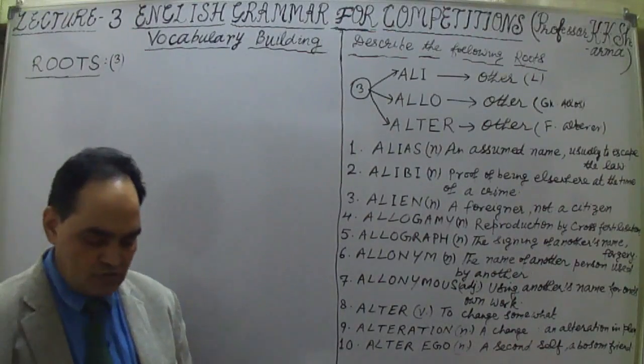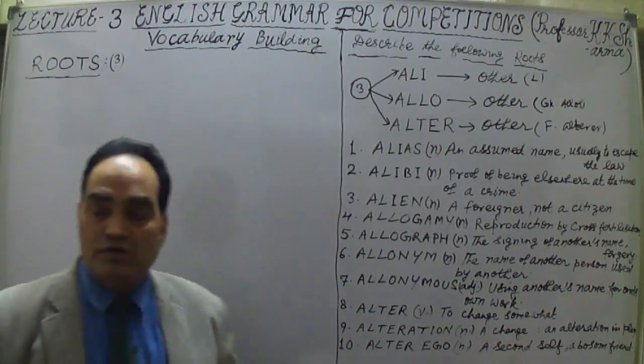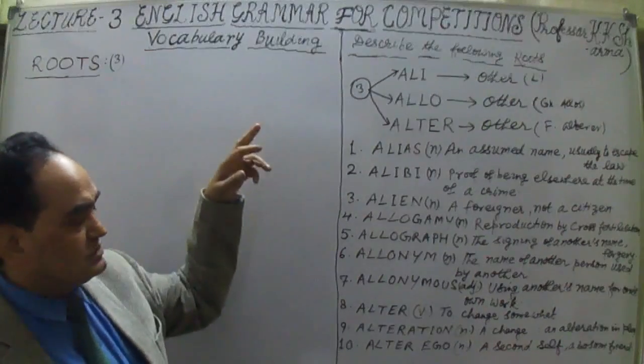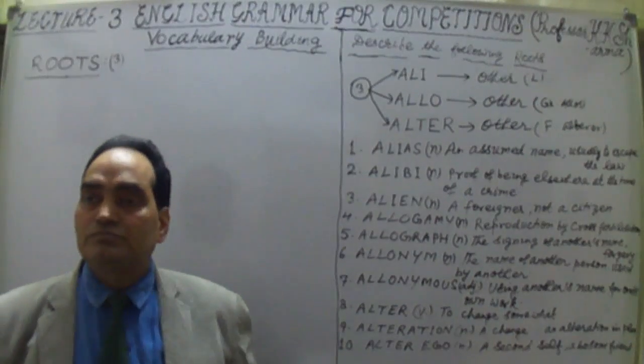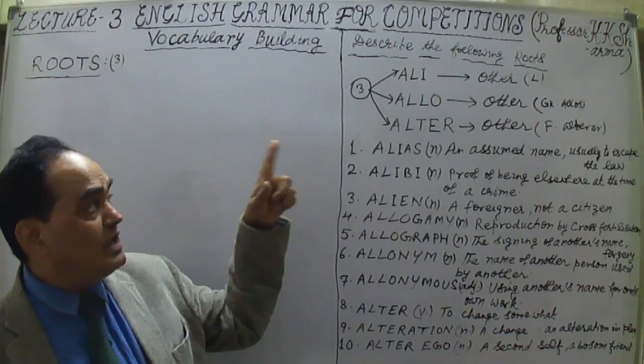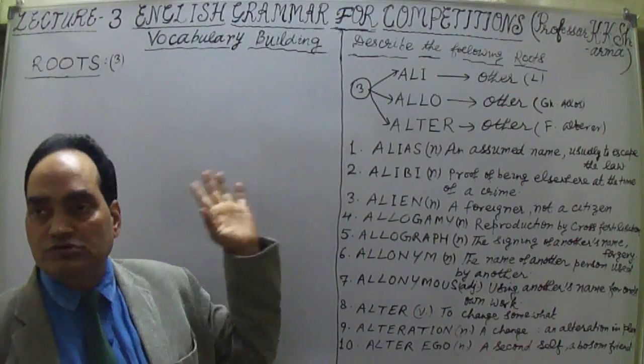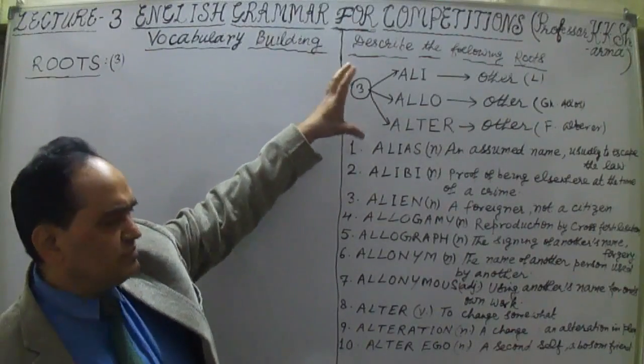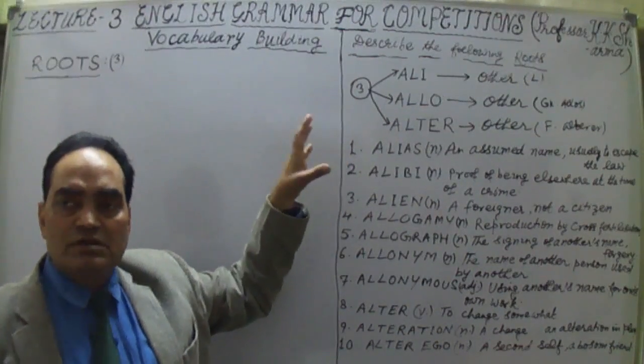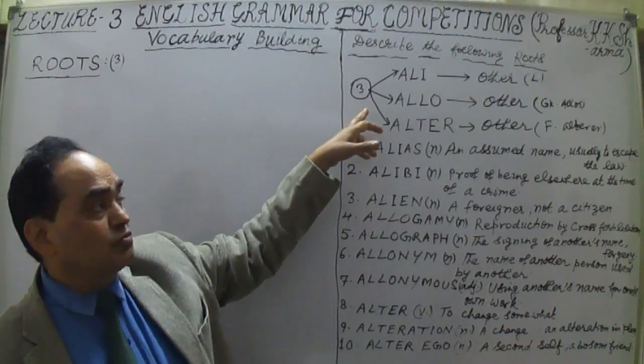Yes, friends. Now, route number 3. Okay, this is alphabetically I'm taking. So, the third route is ALI, ALE, ALTER. Okay, these three are of the similar type. That's why I've taken them in the one third route number 3.